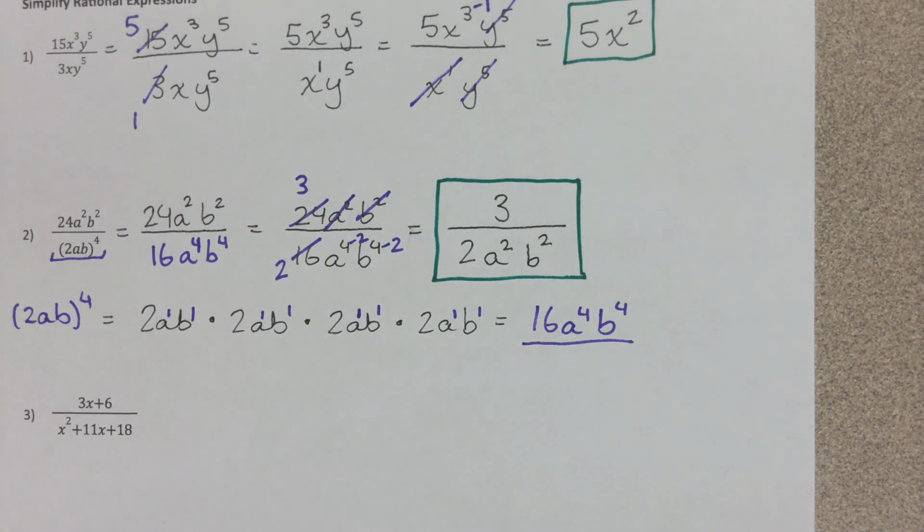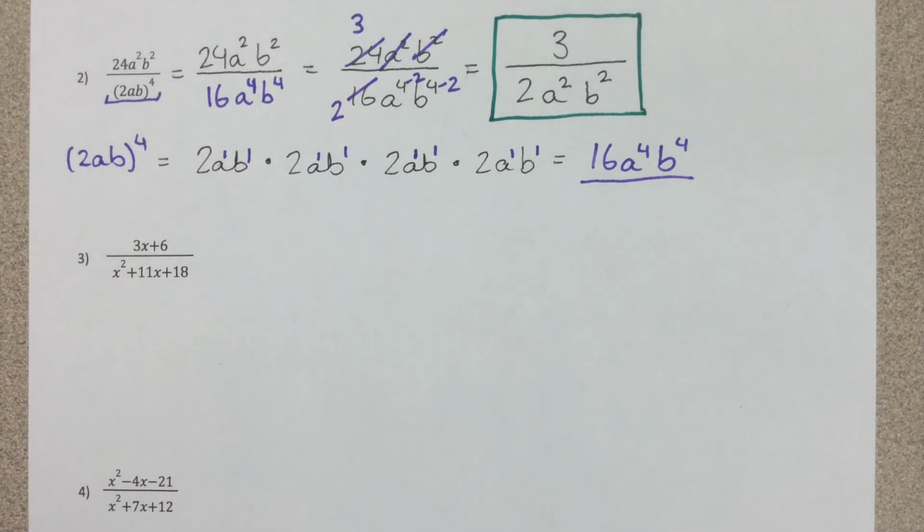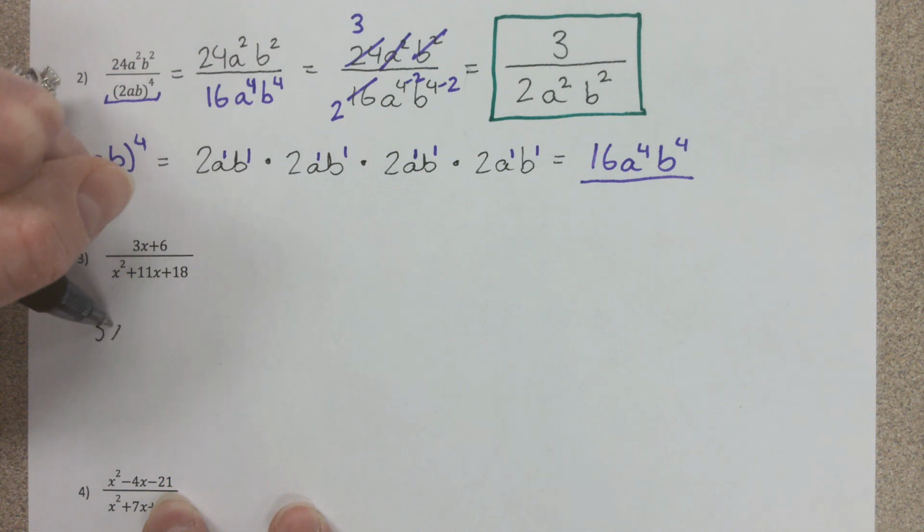All right, I'm going to kick it up a notch. We are coming back to factoring. Number 3: 3x plus 6 over x squared plus 11x plus 18. We're going to start with two easier factoring problems. First, on top, 3x plus 6. You may not recognize that, but that is a factoring problem.